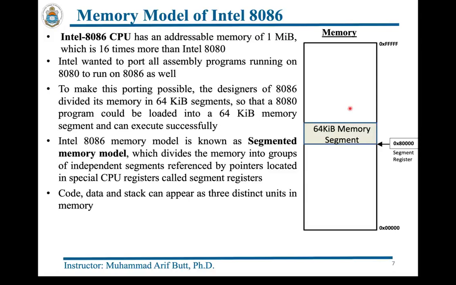And a segmented memory model divides the entire memory into groups of independent segments referenced by pointers located in special CPU registers called the segment registers. Another argument in favor of a segmented memory model is that the three logical parts of a program, namely code section, data section, and stack, can appear as three distinct units in memory. And this division was not possible, of course, in the flat memory model that was there in 8080.